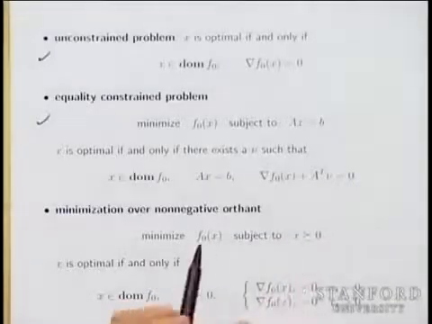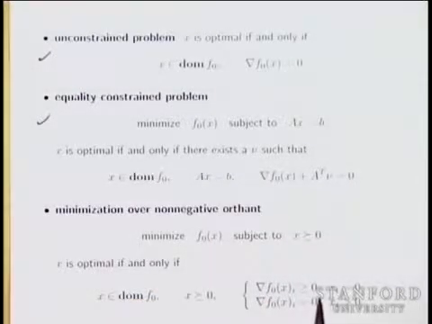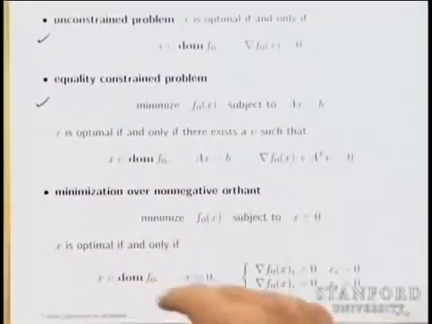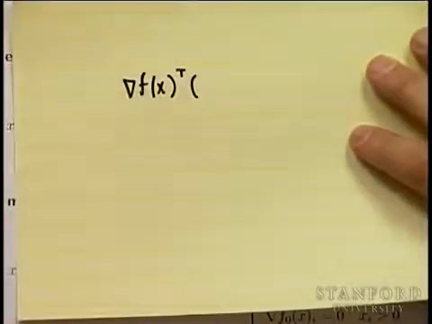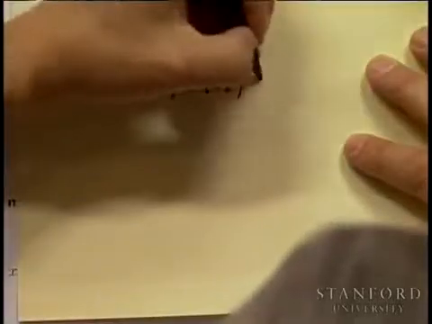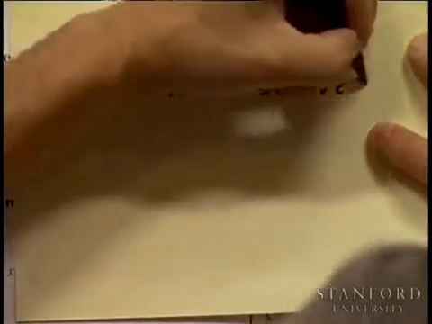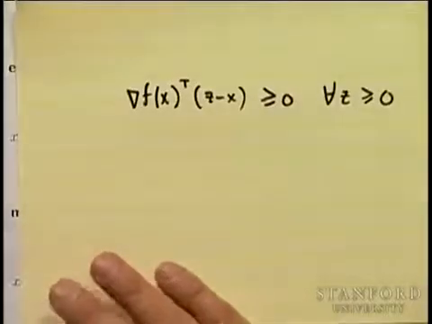This would maybe be the first one where it's not obvious, something maybe you haven't seen. So what are the conditions under which a point x in the non-negative orthant minimizes a convex function? That's the question. We'll end up deriving it, but it's going to look something like this. It basically says grad f of x transpose times z minus x has to be bigger than or equal to 0 for all z non-negative. That's our basic condition.